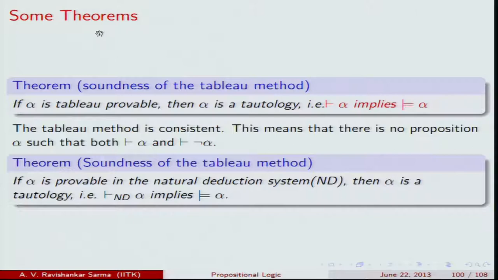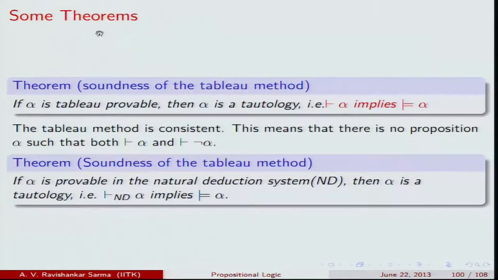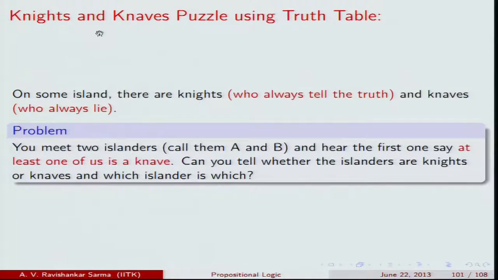The tableau method is also considered to be consistent, in the sense that while proving theorems using the tableau method, it never happens that you prove both alpha and not alpha. Either you prove only alpha, or you prove only not alpha. Now the soundness is like this. If alpha is provable in the natural deduction system, which we will talk about a little later, then alpha is also a tautology. Natural deduction is the method in which you find proofs of given formulas. The same thing you can prove with the help of the semantic tableau method as well. If something is provable, then it has to be true, and if something is true, it has to be provable, then the system is considered to be complete.